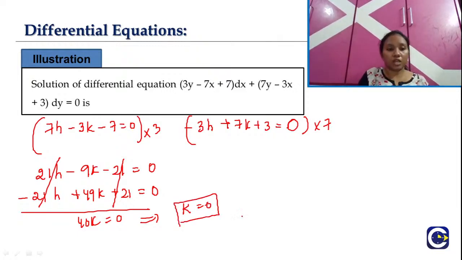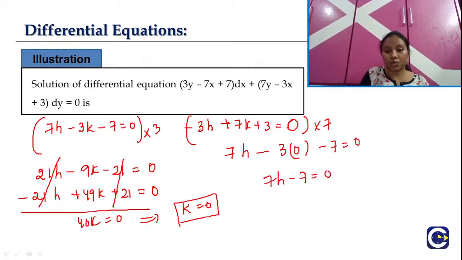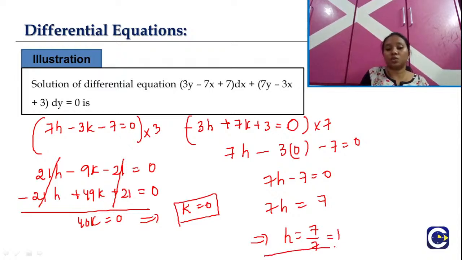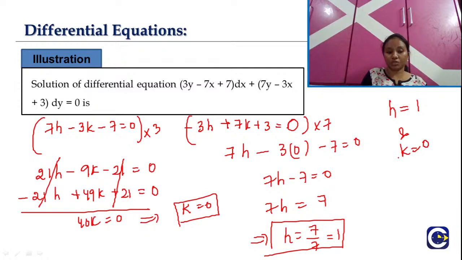After getting the k value, we can substitute in either of the equations to get the value of h. I'm substituting in the first equation: 7h minus 3 times k, and k is 0, minus 7 equal to 0. So 7h minus 7 equal to 0 implies 7h equal to 7, which implies h equals 7 by 7 equals 1. So after solving these two linear equations in two variables, we end up with h equal to 1 and k equal to 0.